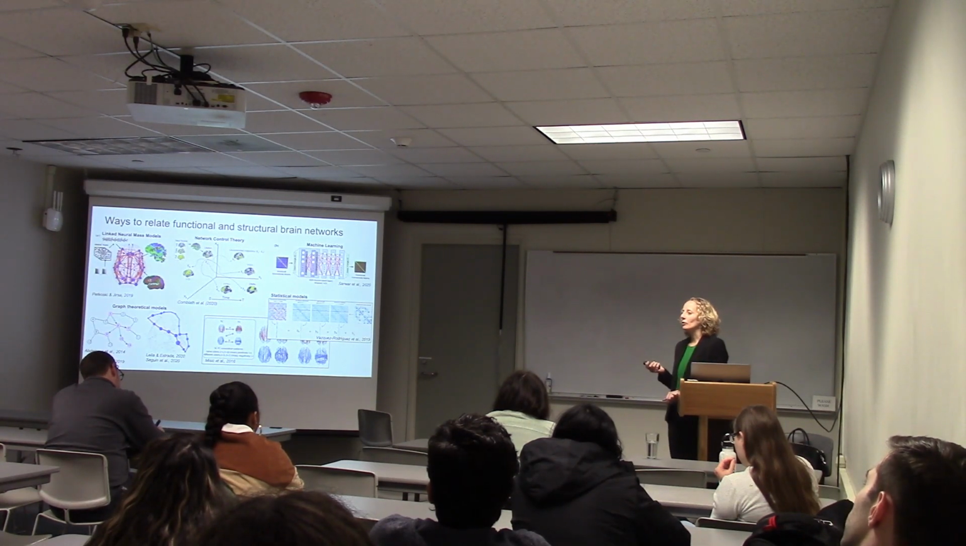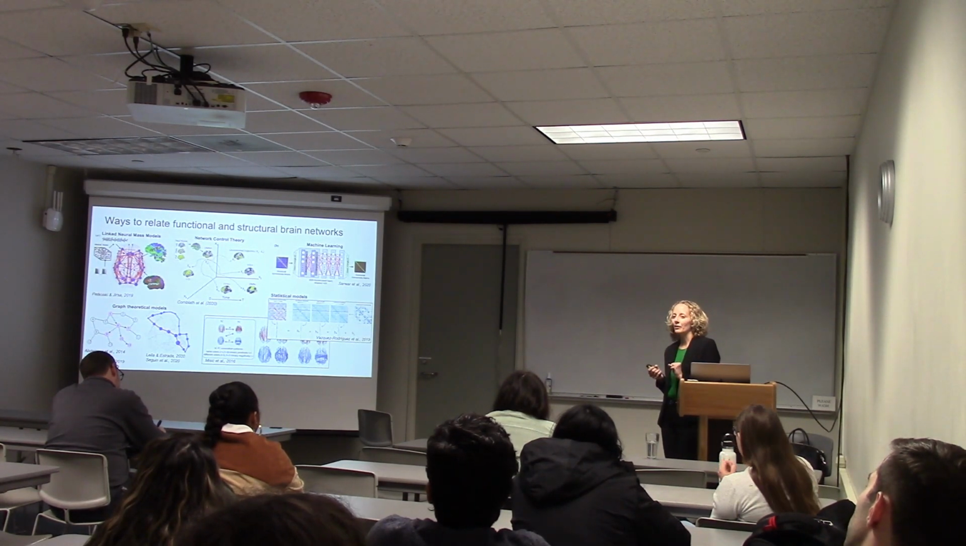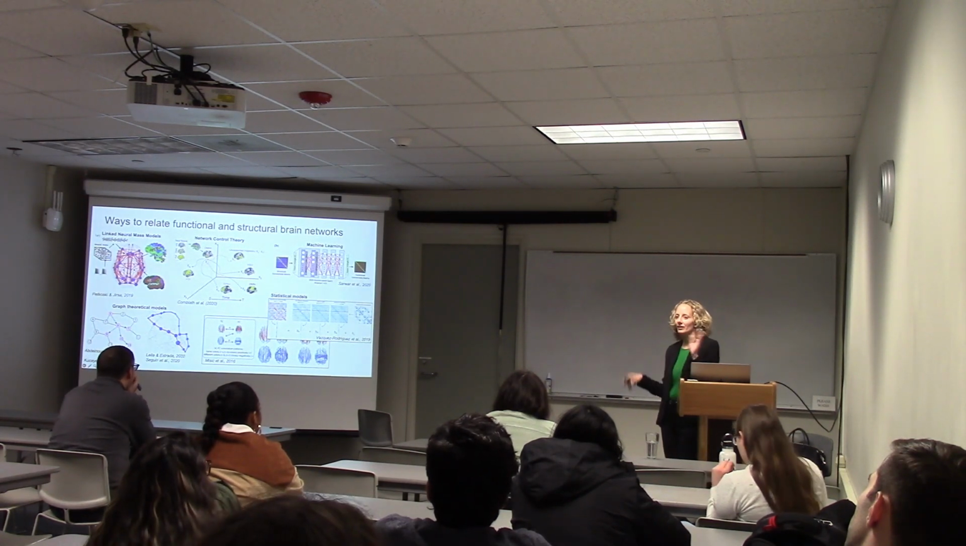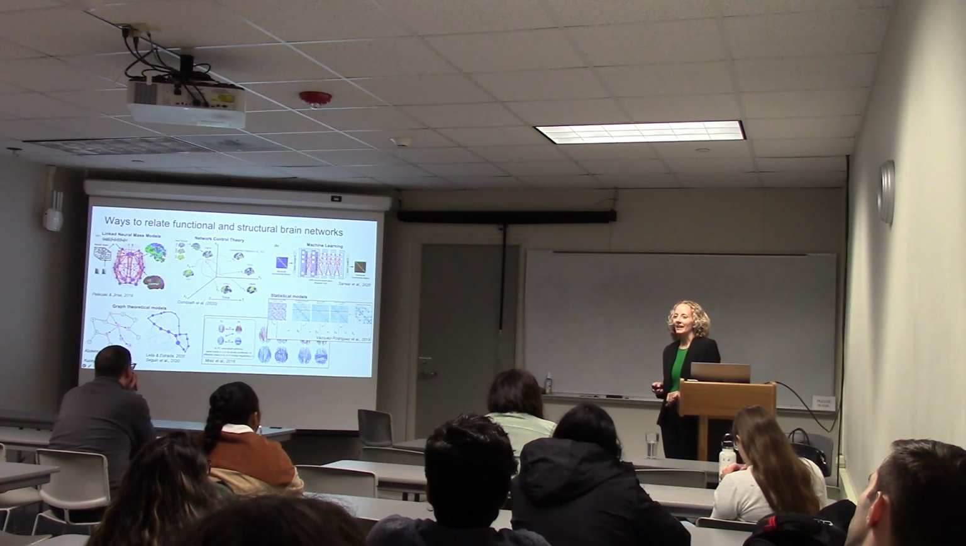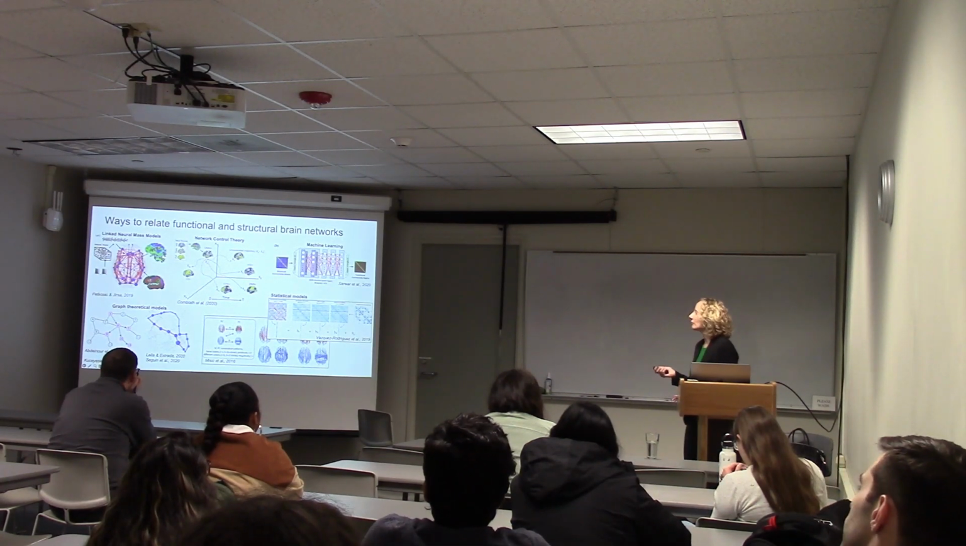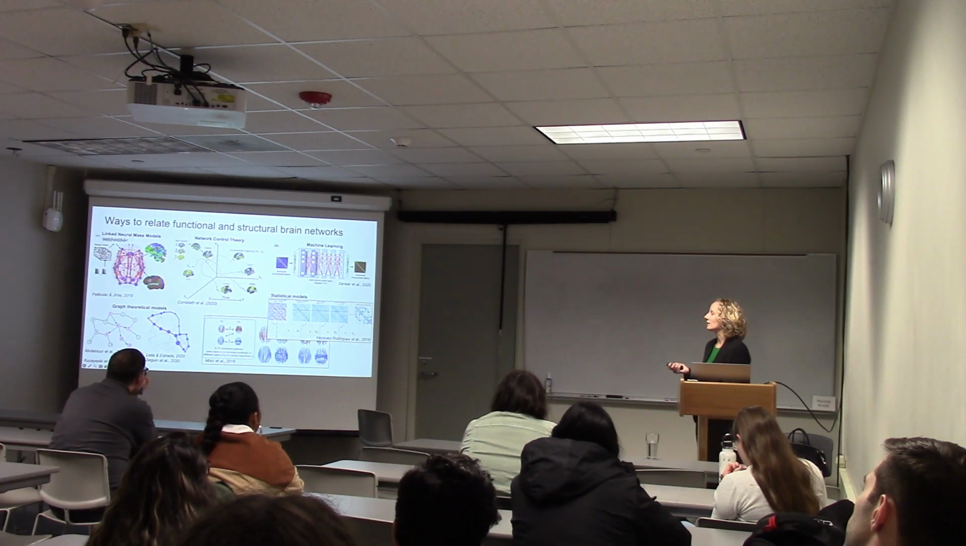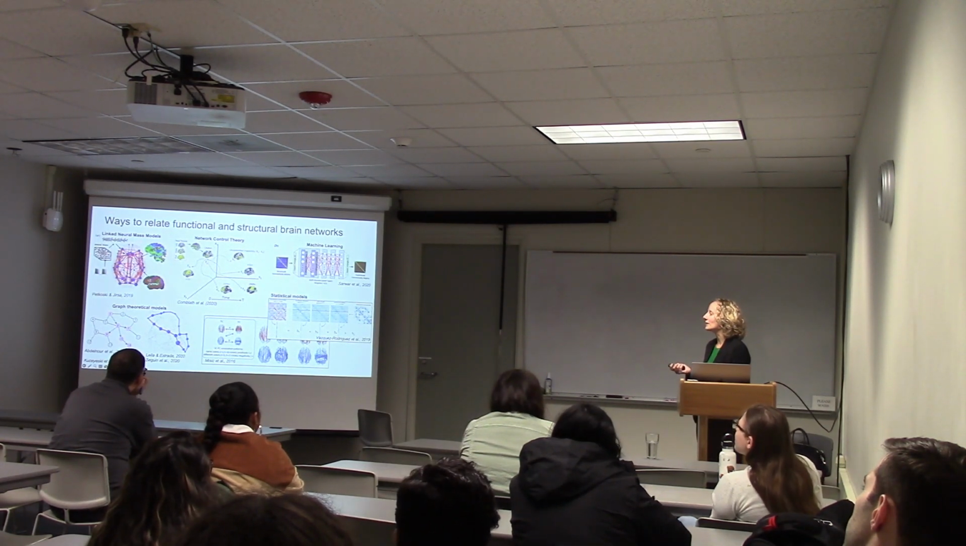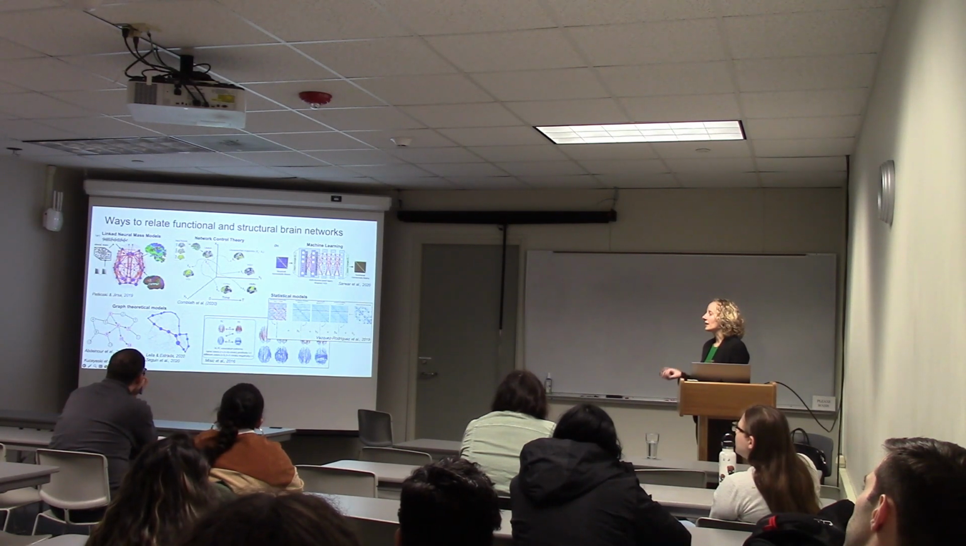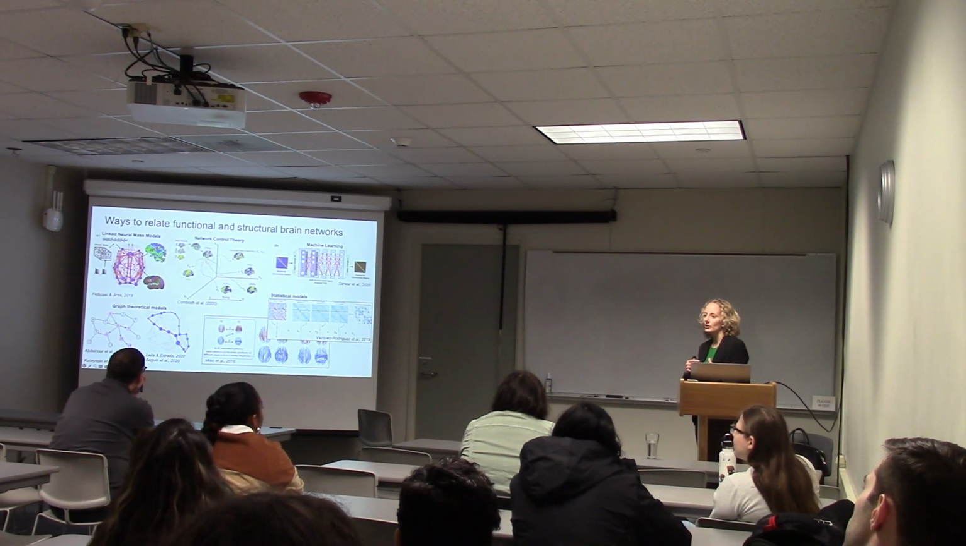And of course, if two regions are wired together, you might think that they fire together. And if two regions are not wired together, you might think that they're not correlated, but that's not the case in the brain. So it's a lot more complicated than that. And so there are lots of different approaches: mathematical, statistical, machine learning, differential equations, linked neural mass models, graph theoretical models that attempt to map function and structure to each other.